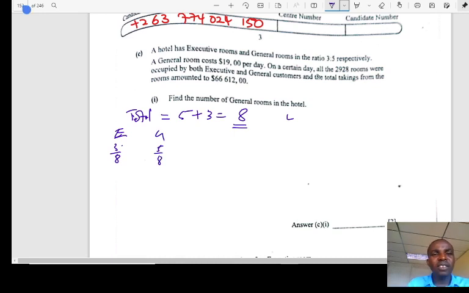Right. Then next, a general room costs $19 per day. On a certain day, all the 2928 rooms were occupied.